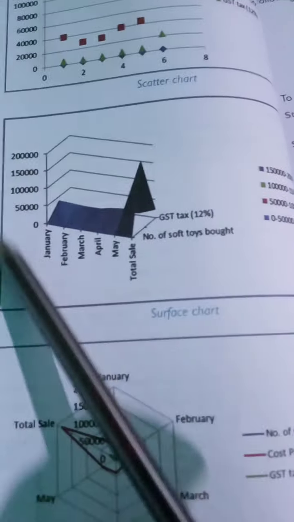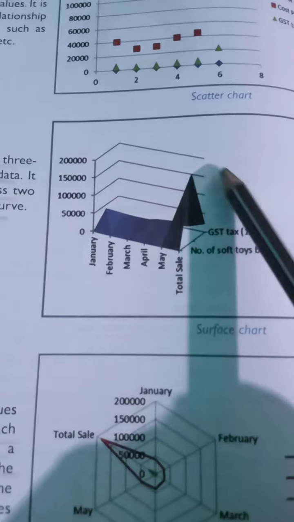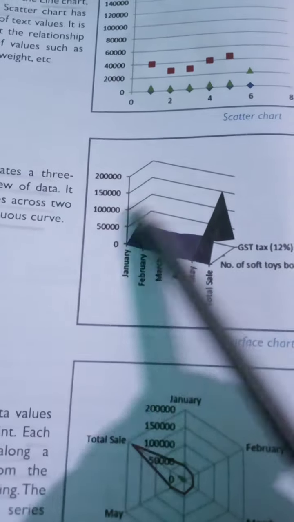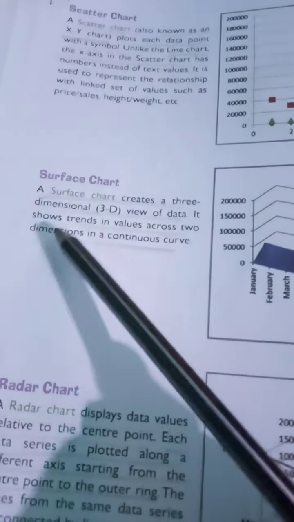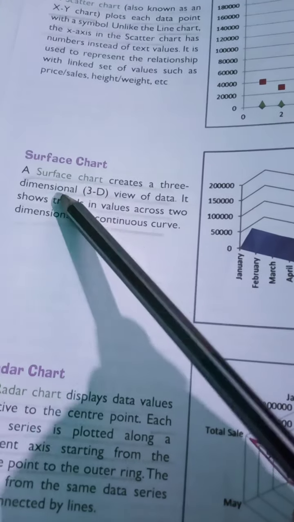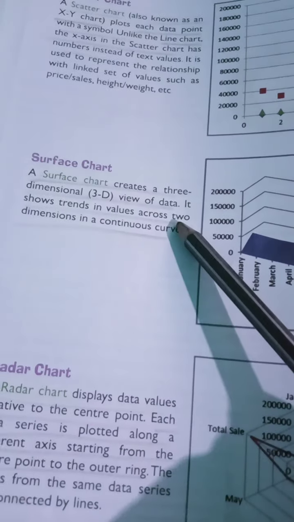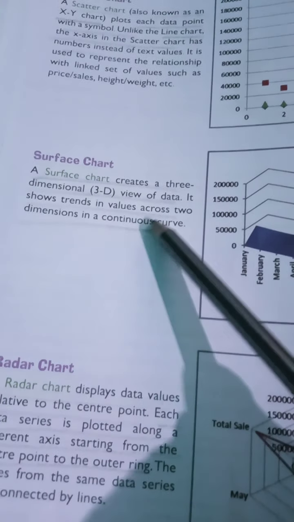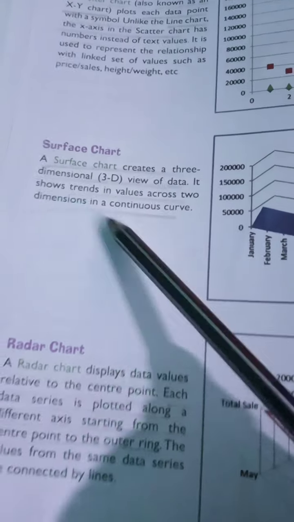Now we have the surface chart. You can see it looks like a 3D, three-dimensional shape. We have studied that we have three axes of a chart: x-axis, y-axis and z-axis. Here it is also written that a surface chart creates a three-dimensional view of data, and it shows trends across two dimensions in continuous curves.